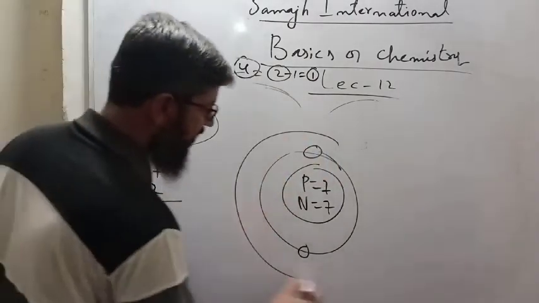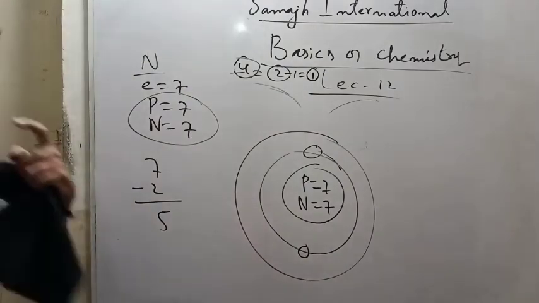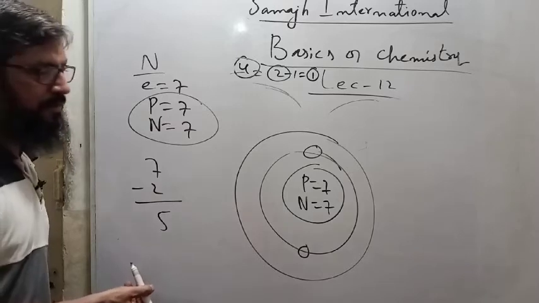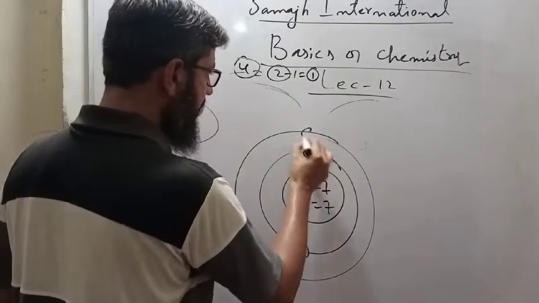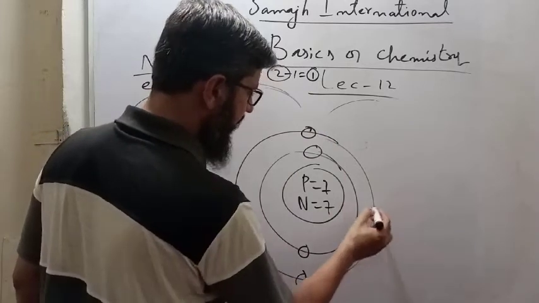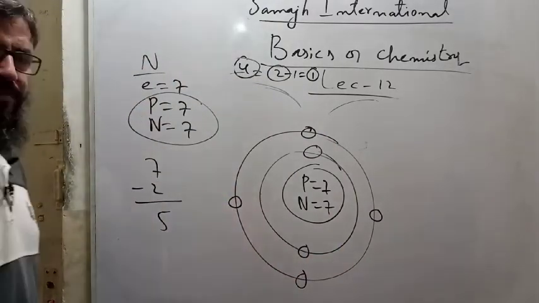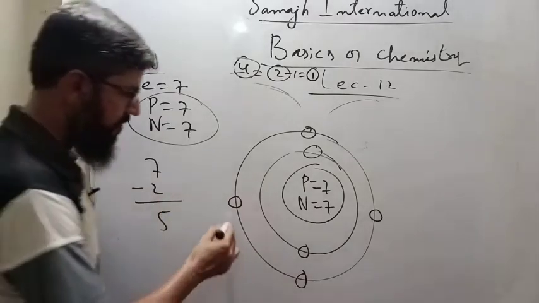Now take the second shell. What is the maximum number of electrons you can put in the second shell? 8 electrons. But you have only 5 electrons remaining. Then again starting top, bottom, right and left, just one electron is remaining, you can pair it with your choice like this.